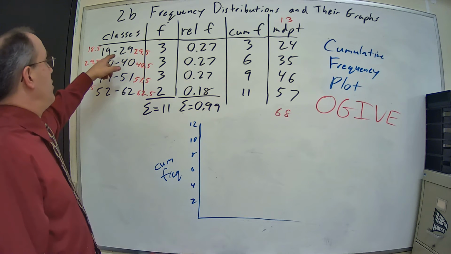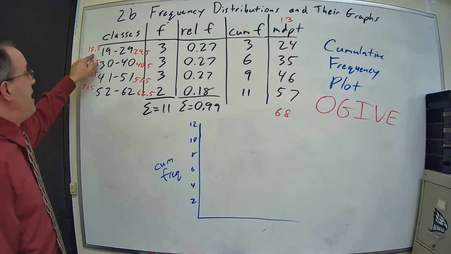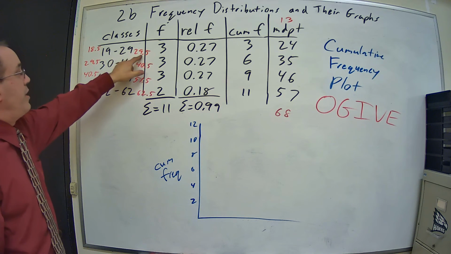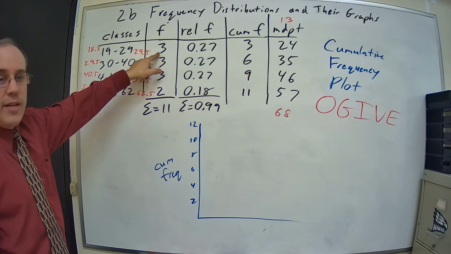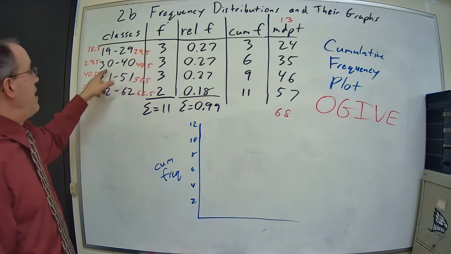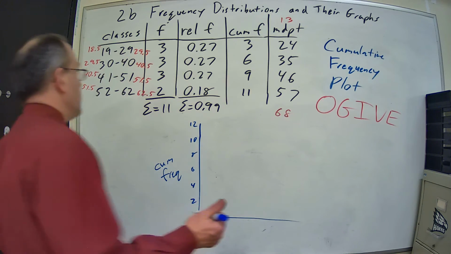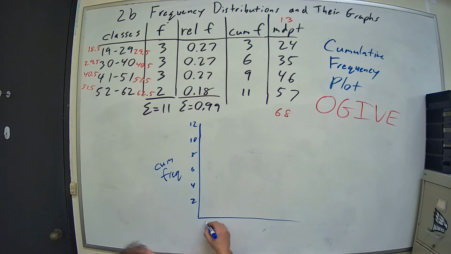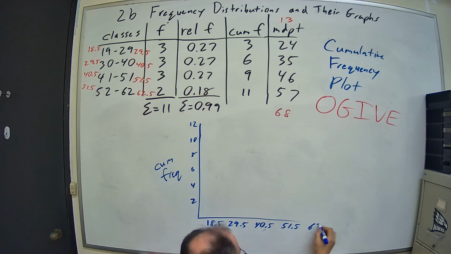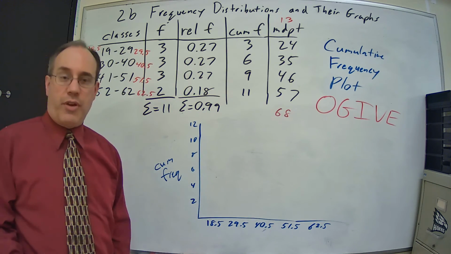So we're going to use our class boundaries because I know at 18.5, I haven't come across any data yet. I haven't even got into the class yet. I know at 29.5, I've got all my data from that class. And again, at 29.5, I'm still sitting at all that data from the class, and then at 40.5, now I've accumulated both of those classes. So we're going to use our class boundaries. So it starts at 18.5, 29.5, 40.5, 51.5, 62.5. So I've got my class boundaries. And this is going to be another line graph.